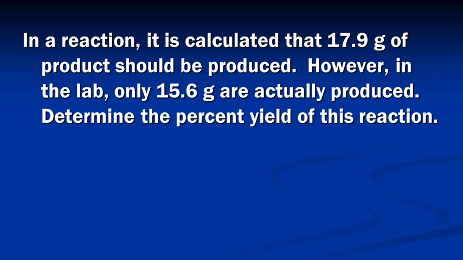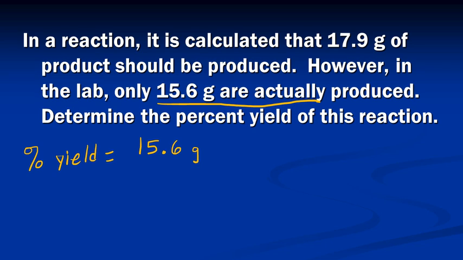In this reaction, it says that it is calculated that 17.9 grams of product should be produced. However, in the lab, only 15.6 grams are actually produced. Determine the percent yield of this reaction. Well, as we learned earlier, percent yield is found by taking the actual divided by the theoretical times 100. And so the actual yield, as we can see, is 15.6 grams. That's what's actually made. So that goes in the numerator of this equation.